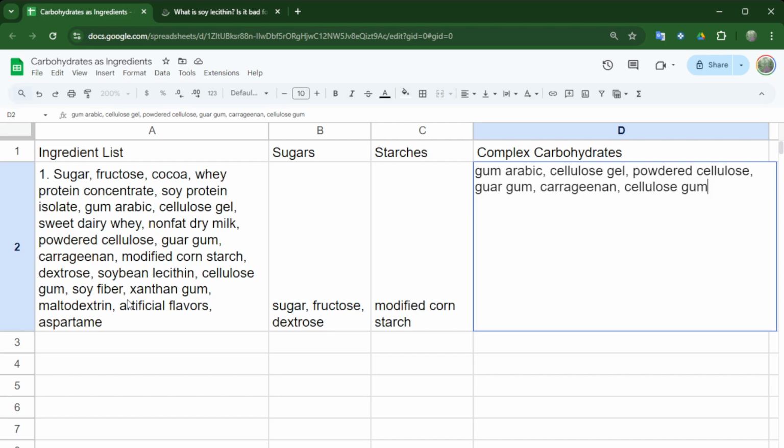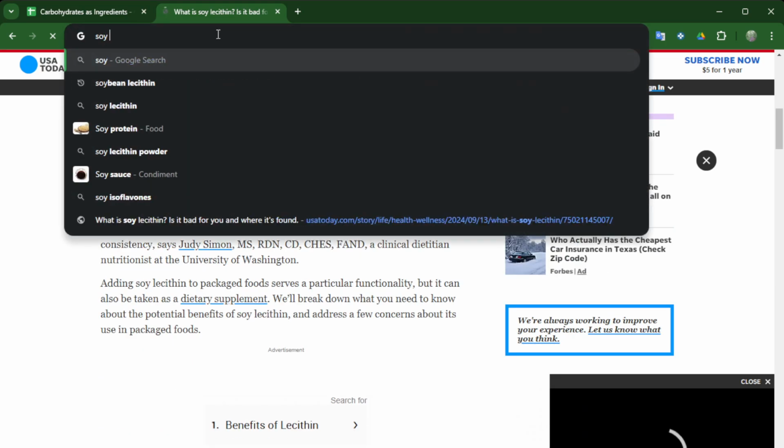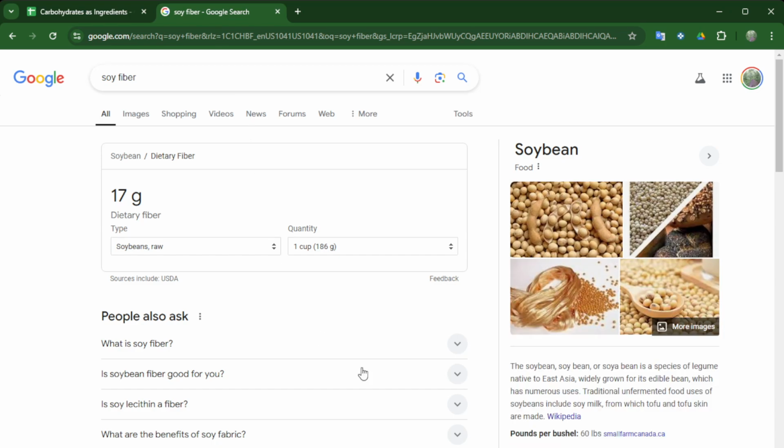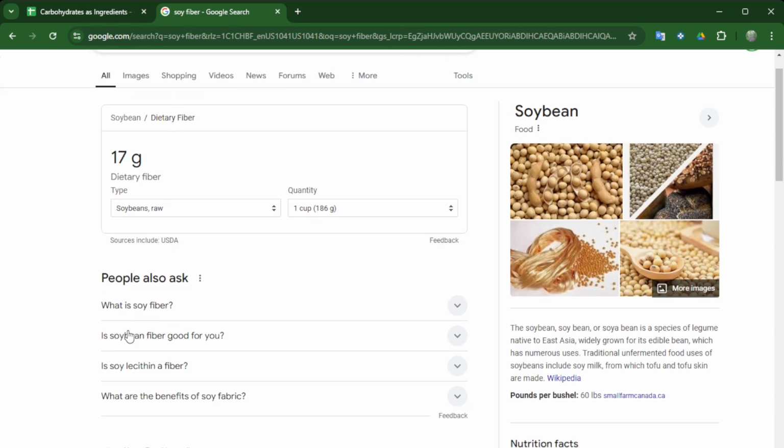Soy fiber. So that has the word fiber in it. Let's look it up just to make sure. Okay. So be careful here because this is telling us soybean, right? And it's telling us how much dietary fiber is in it. So this is not the same thing as what I Googled, okay? It's telling me how much fiber is in soy, not about the ingredient, okay? So if I was just looking at soy, it would tell me that no, soy is not a carbohydrate. But that's not what I'm looking for, okay?